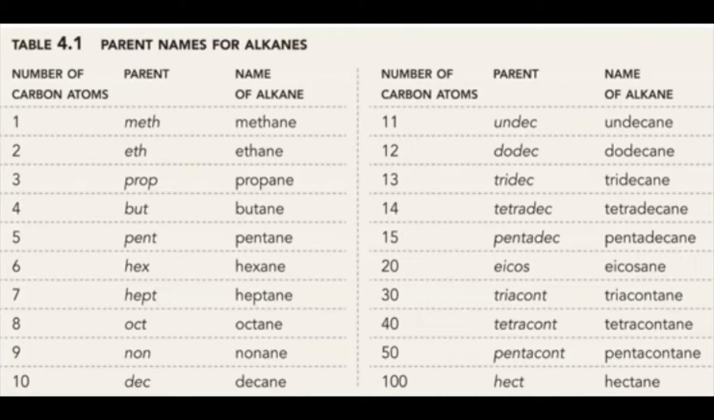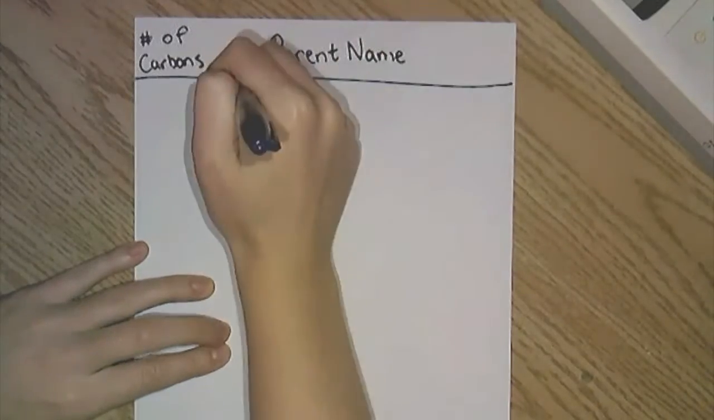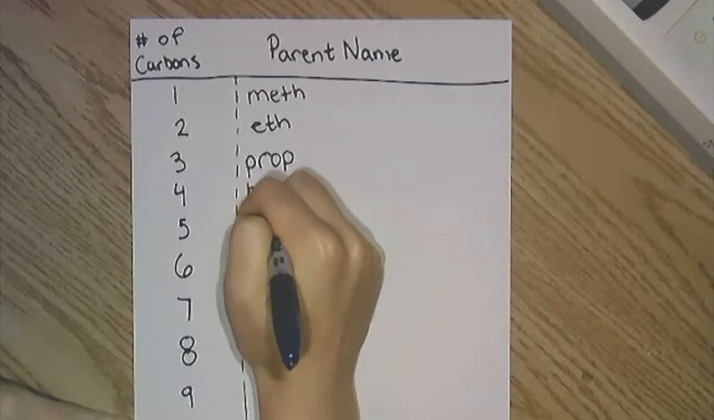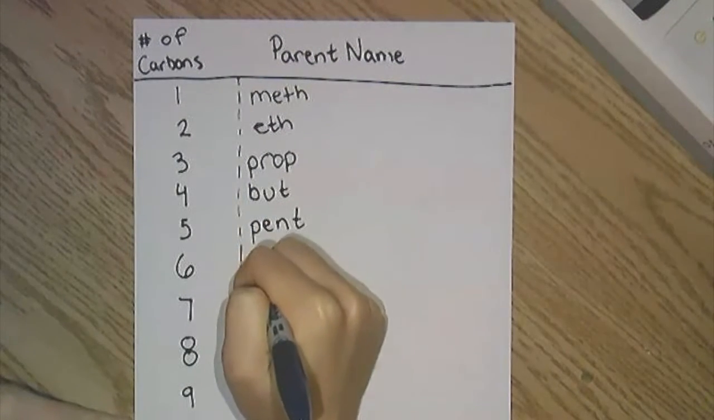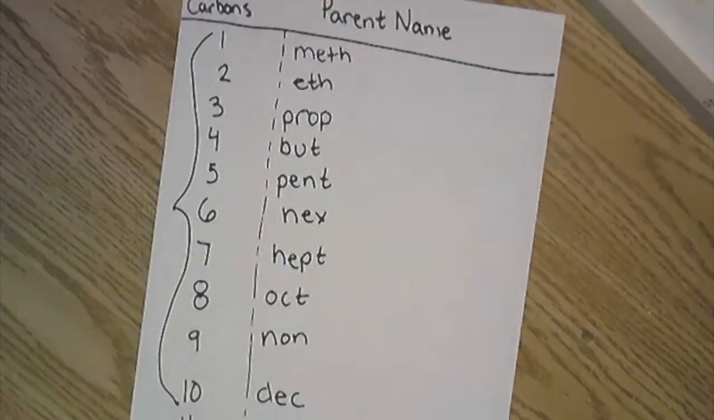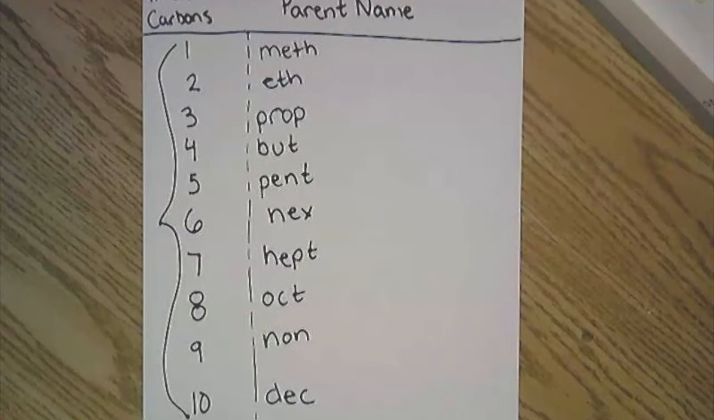In application for Organic 1, you really only need to memorize the prefixes for 1 through 10, which is meth, eth, prop, but, pent, hex, hept, oct, non, and dec. Check with your professor because sometimes they do include an undec or a dodec, but typically you're just going to be seeing those first 10 prefixes.